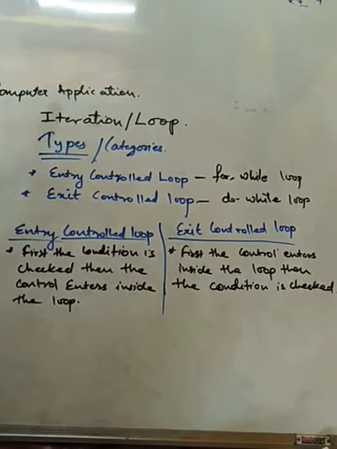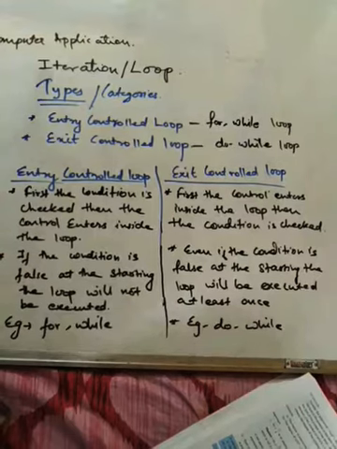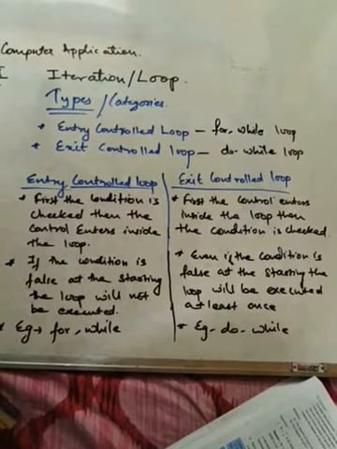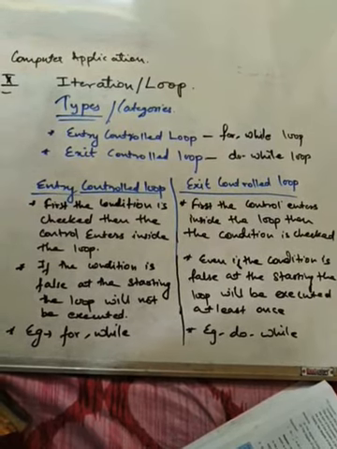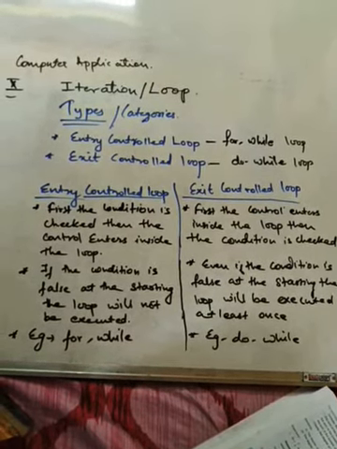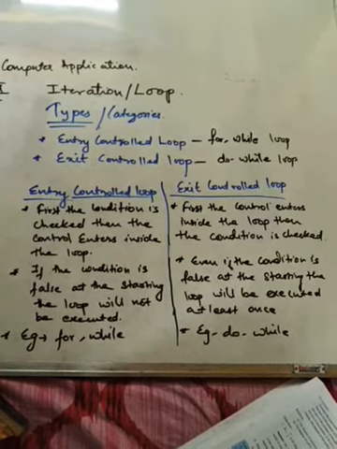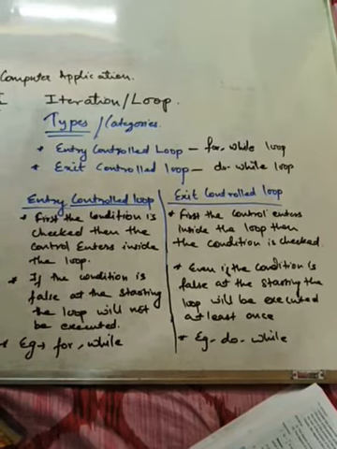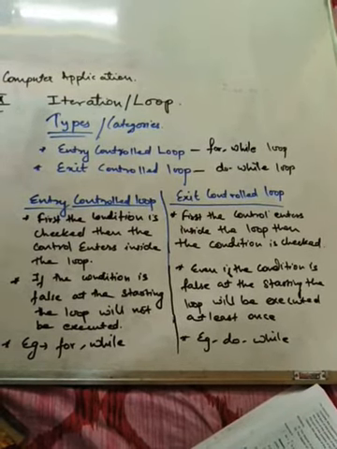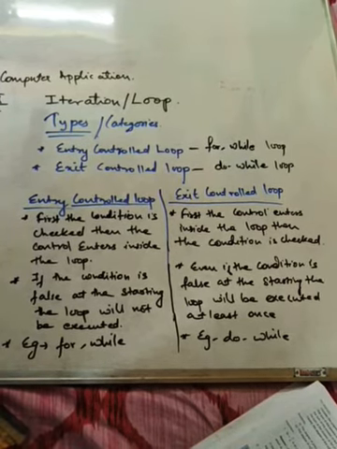We'll see this with examples so we understand it better. The second point: if the condition is false at the starting, the loop will not execute in an entry control loop. In an exit control loop, even if the condition is false at the starting, the loop will be executed at least once. The examples of entry control loops are for and while, and the example of an exit control loop is do while.